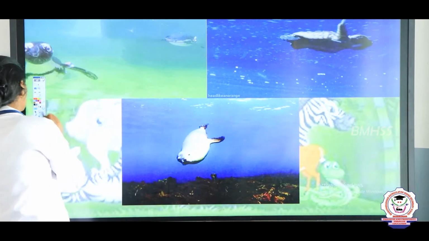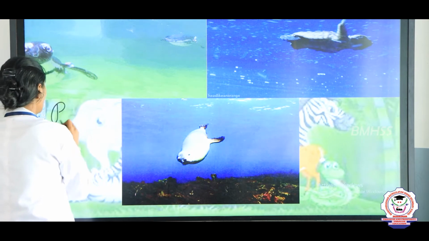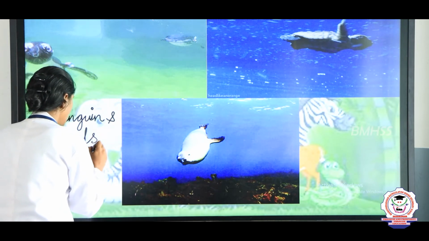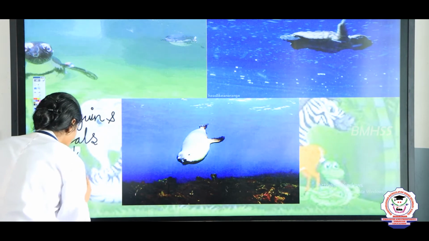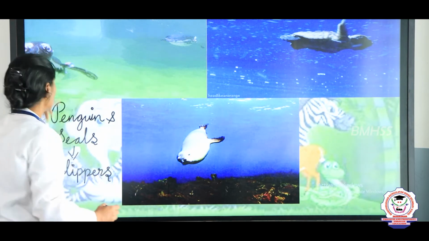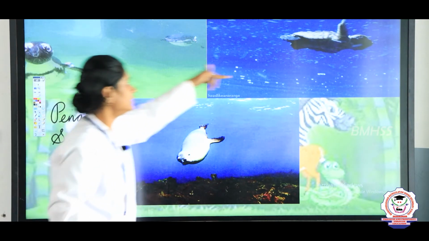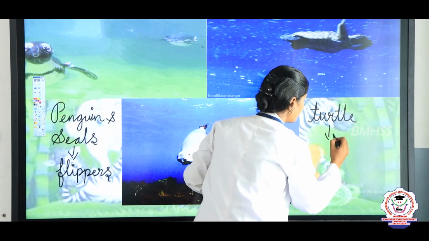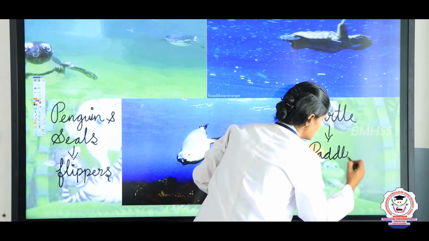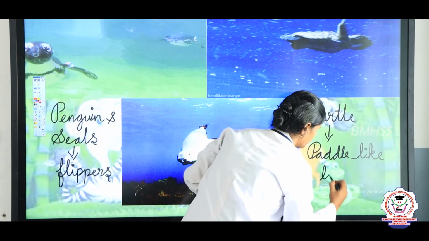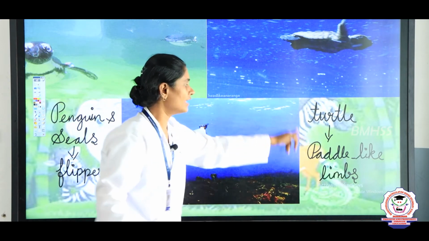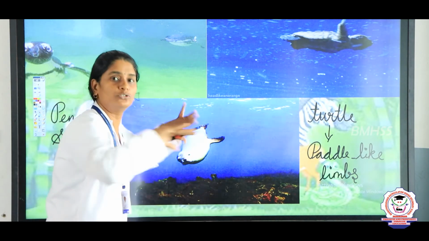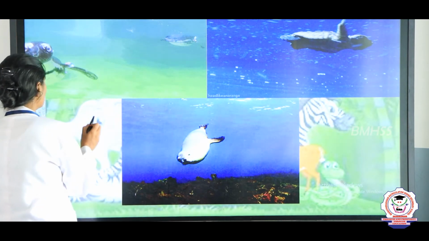Now let us write. Penguins and seals use flippers, F-L-I-P-P-E-R-S. Using the flippers, penguins and seals move. And turtles move with the help of paddle-like limbs. They swim in the water, and penguins and seals use flippers to swim in the water, right. So, now let us see the next one.